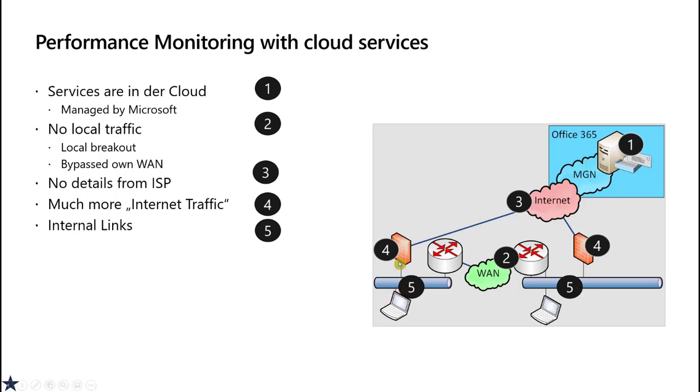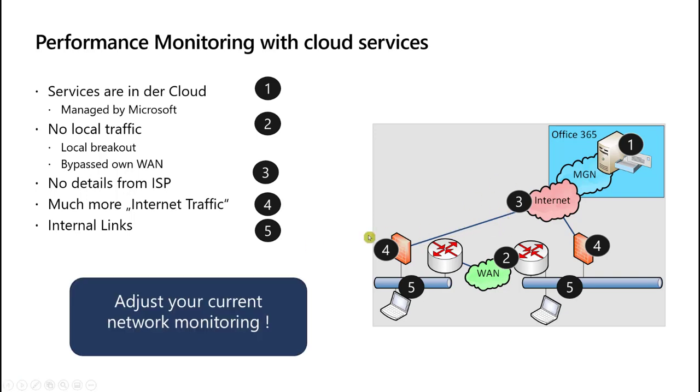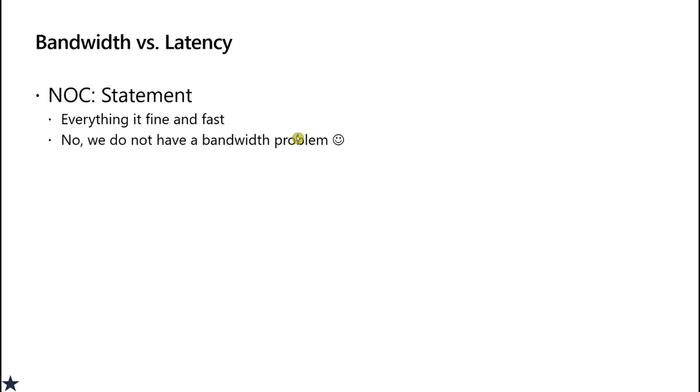The traffic from the client goes to your firewall, leaves your environment, travels through the dark hole of the internet to a dark hole of service. But if the user complains about performance, it's up to you to monitor or to tell them what's going wrong. Most of the time, the network operating center for customer tells me everything is fine, everything is fast. No, we don't have bandwidth problems.